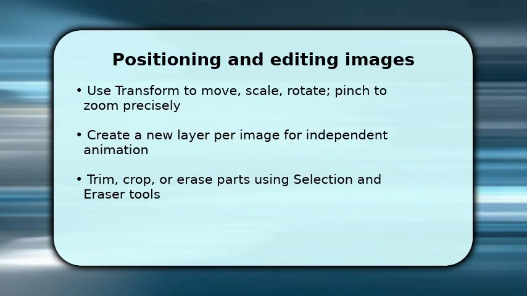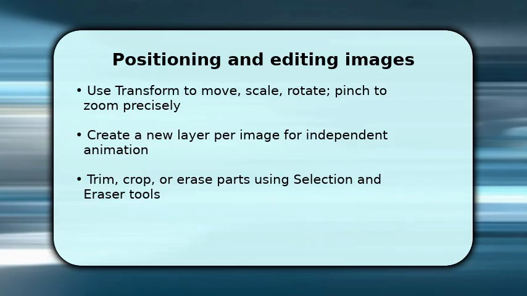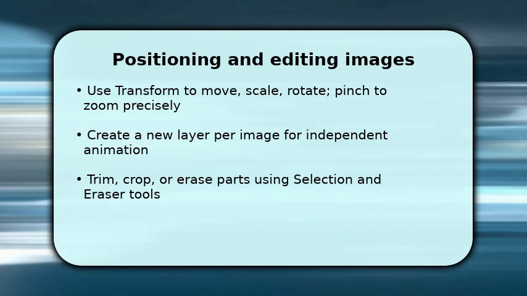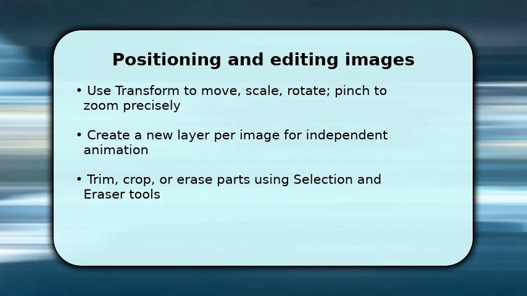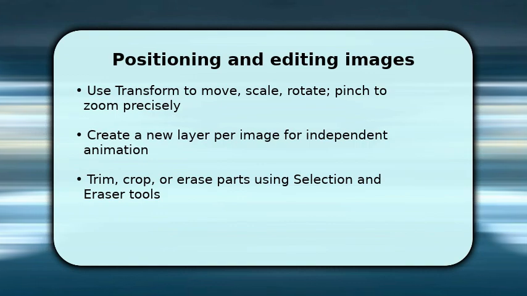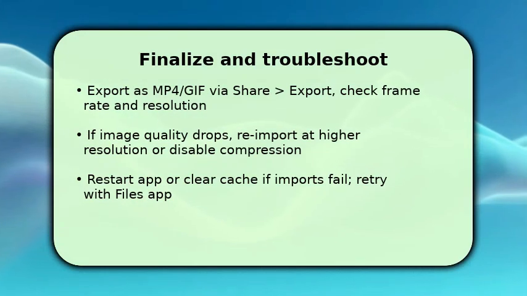Use the transform tool to move, scale, or rotate, pinch for fine control, and use the grid or onion skin to align frames. If you need to trim or crop, switch to selection and cut unwanted parts, or use the eraser to remove edges. Make sure to lock or hide layers you're not working on to avoid mistakes as you proceed. To finish, preview the animation and adjust timing or layer order.